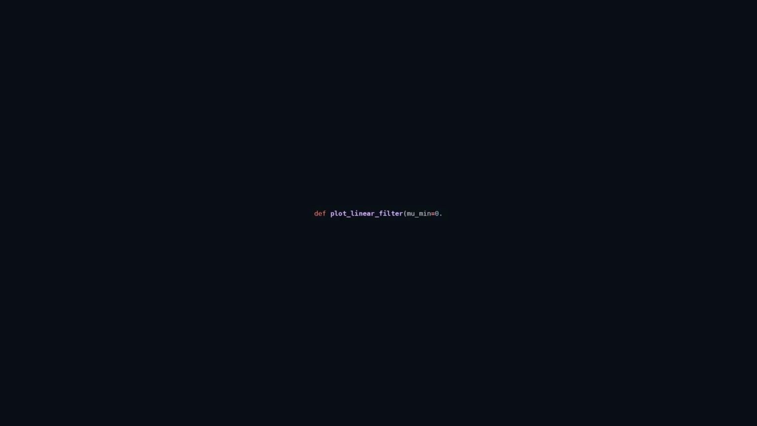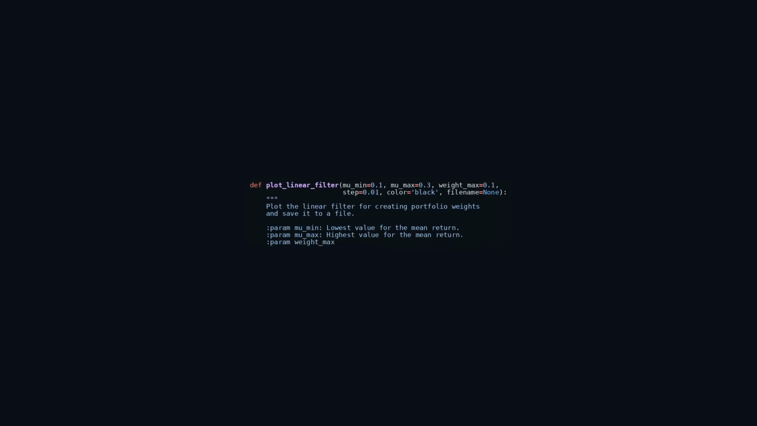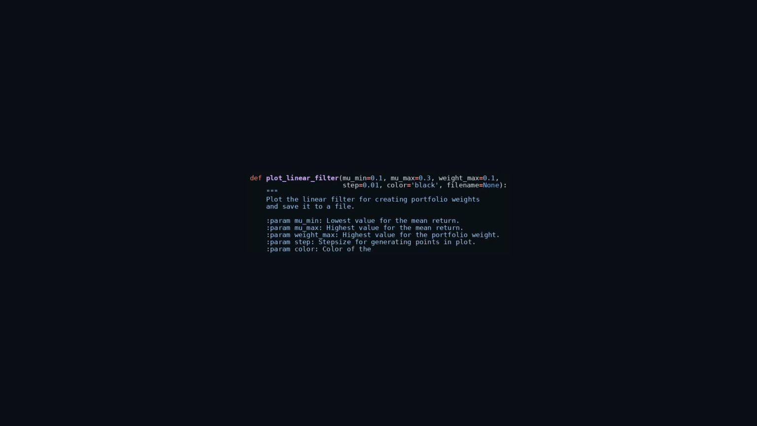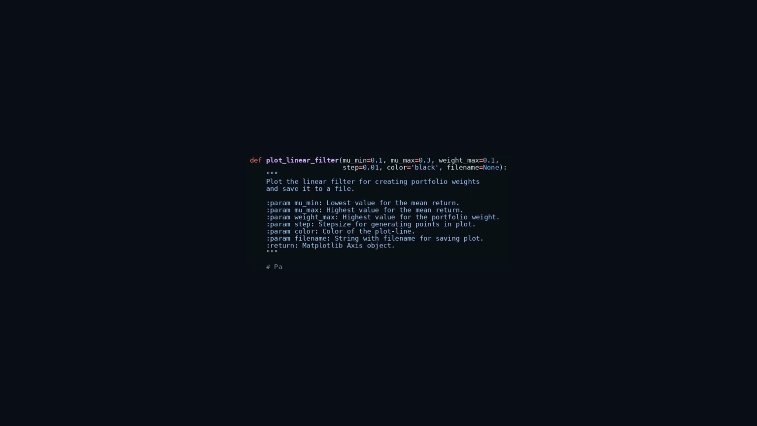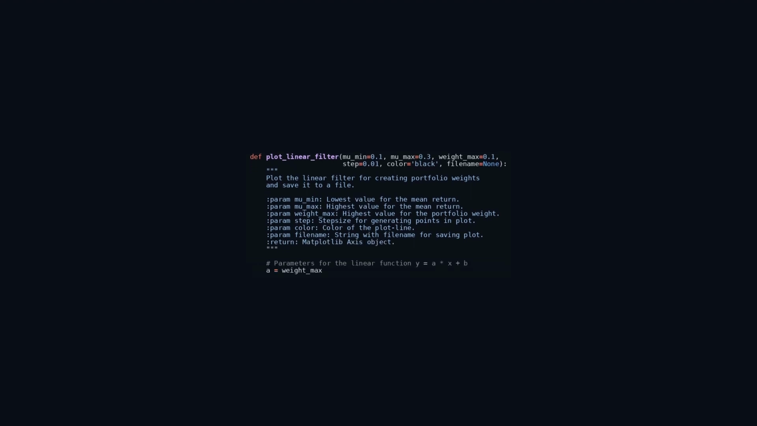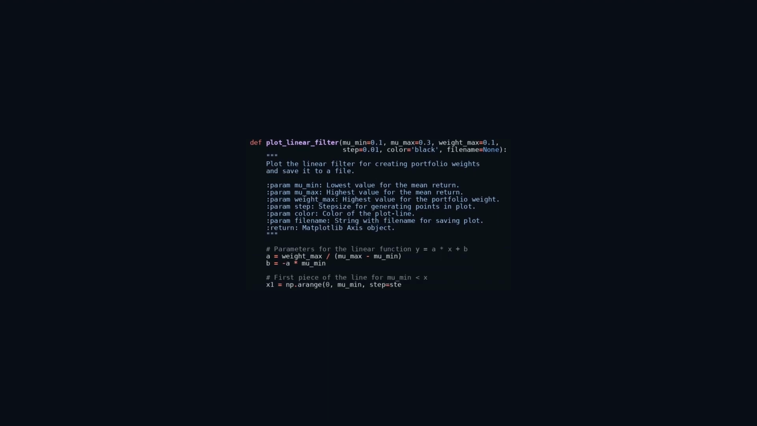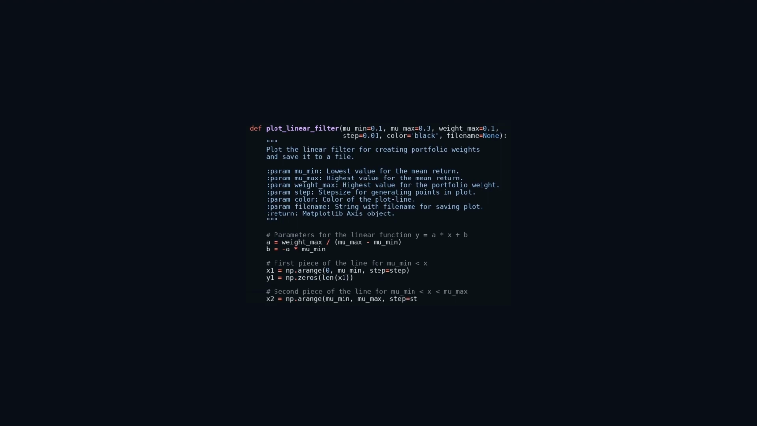The code defines a function named plotLinearFilter designed to generate and visualize a linear filter for creating portfolio weights. This function accepts several parameters: the range of mean returns MUMIN and MUMAX, the maximum weight allowed for the portfolio weight max, the step size for generating points, the color of the plot line, and an optional file name for saving the plot. The function begins by calculating parameters JUT and JB for the linear function y times xb. It then creates 3 segments of this linear function based on the specified ranges of MUMIN and MUMAX. These segments are concatenated to form the complete linear filter.